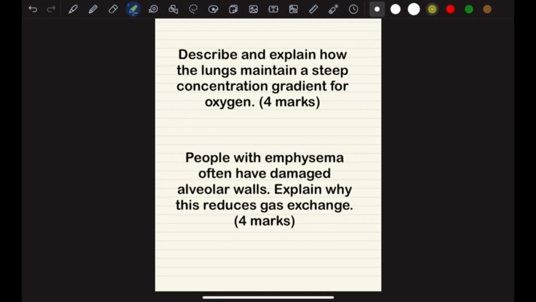Okay, so it's time to get into the questions now. Got 2 here. First one: describe and explain how the lungs maintain a steep concentration gradient for oxygen. And another one: people with emphysema often have damaged alveolar walls. Explain why this reduces gaseous exchange. We're going to give you time, pause the video, and then we'll go through the answers.